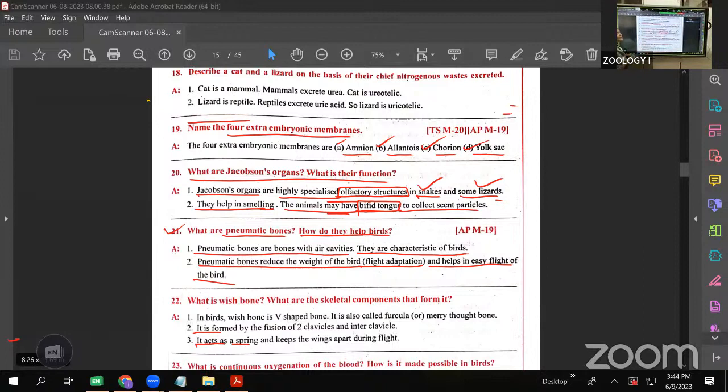Normally in other animals, the bones have bone marrow present. With that bone marrow, they have weight. Here, instead of bone marrow, air cavities are present. That is one adaptation for flight. Next.